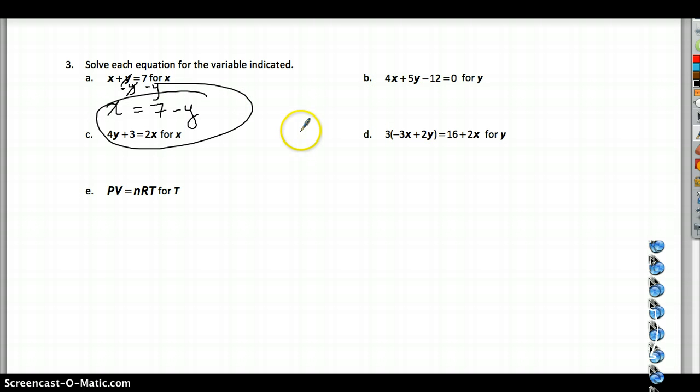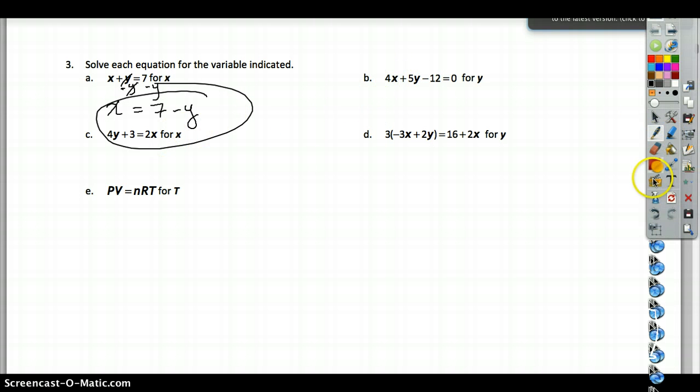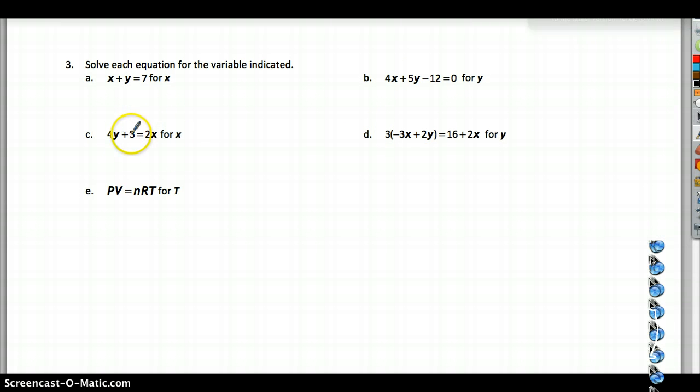Let's go ahead and do C real quick. Solve for x, 4y plus 3 equals 2x. That's pretty easy because I have to get that x all by itself. All I have to do is divide by 2, and those cancel, and divide this whole side by 2. So your answer for that one is x equals 4y over 2 plus 3 over 2.